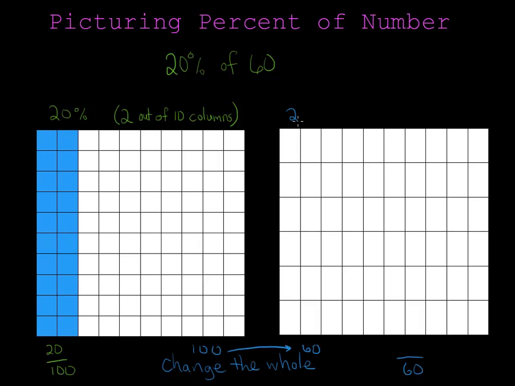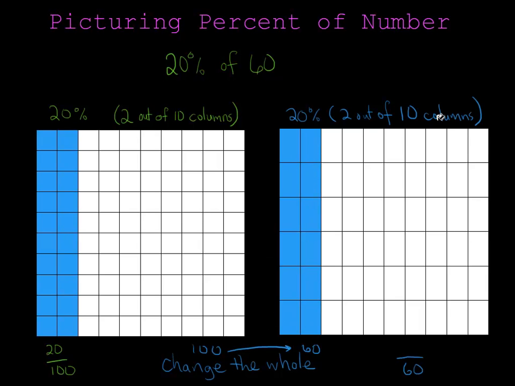Now 20% still means the same percentage is shaded. That's going to be 2 out of 10 columns. So let me go ahead and shade 2 out of 10 columns here. And you can see that because these are different size blocks, I now have 6 and 6. That's 12 blocks that have been shaded. So 12 out of 60 blocks were shaded, and that means 20% of 60 is 12.